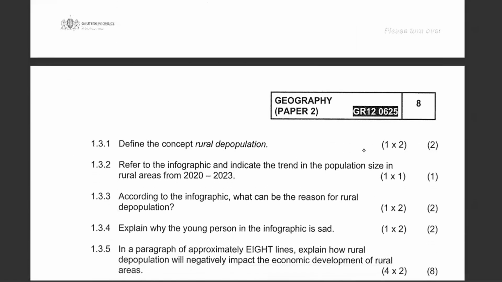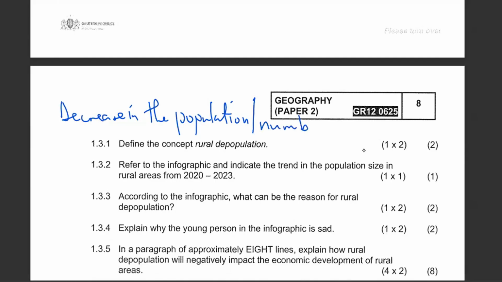When we're talking of depopulation, what you must understand here, we are talking of decrease in the population. That is to depopulate, to decrease in the size of population or in the number of people. So rural depopulation is basically a decrease in the number of people staying in the rural areas. A decline in the numbers of people staying in rural areas, that is rural depopulation.